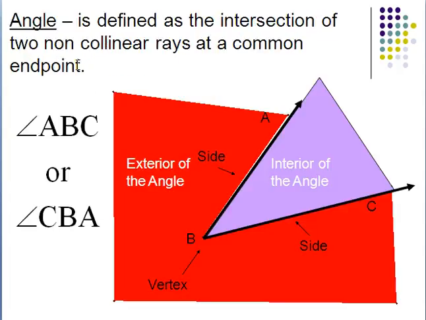An angle is defined as the intersection of two non-collinear rays at a common endpoint. So here in this picture, we can call this angle ABC or CBA. The purple area is the interior. The red area is the exterior of the angle. We have one side of the angle, we have another side of the angle, and the point where the rays meet is called the vertex.